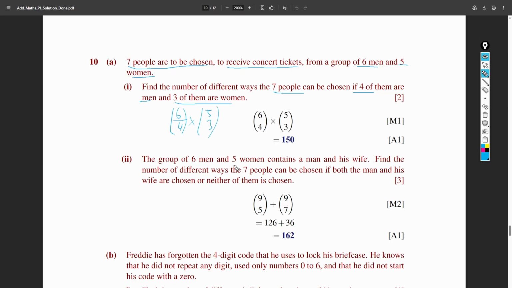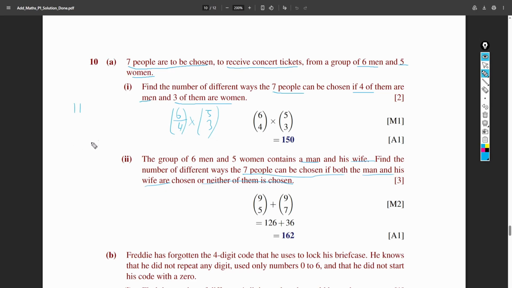And the next part, the group of 6 men and 5 women contains a man and his wife. Find the number of different ways 7 people can be chosen if both the man and his wife are chosen or neither is chosen. So we have a total of how many people? 6 plus 5, 11 people. Among them, we have 2 cases. We either choose them or we don't choose them.